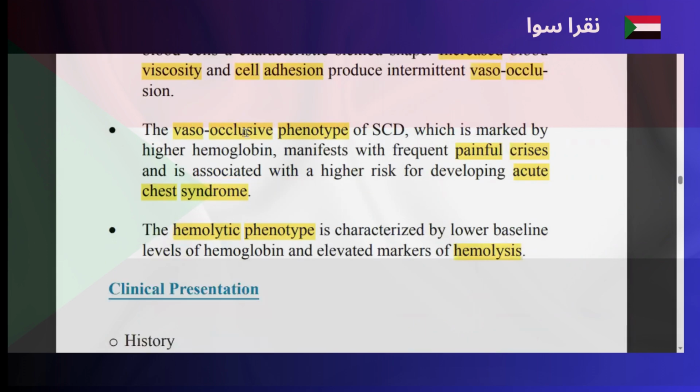The vaso-occlusive phenotype of sickle cell disease is marked by higher hemoglobin, manifested with frequent painful crises, and is associated with higher risk for developing acute chest syndrome. The hemolytic phenotype is characterized by lower baseline level of hemoglobin and elevated markers of hemolysis.